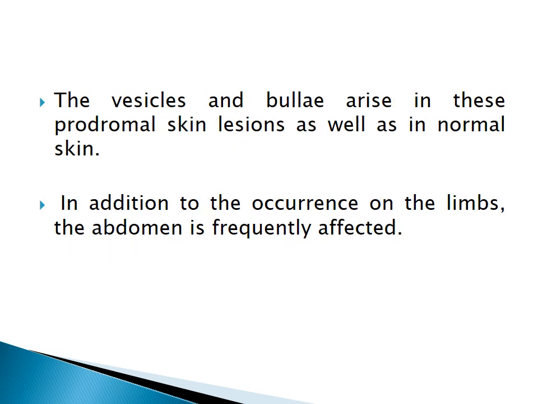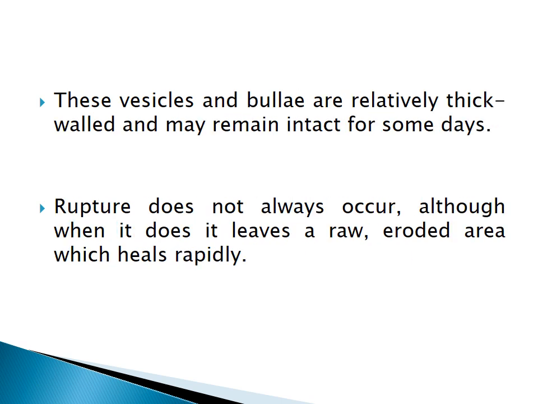The vesicles and bullae arise in these prodromal skin lesions as well as in normal skin. In addition to the occurrence on the limbs, the abdomen is frequently affected. These vesicles and bullae are relatively thick-walled and may remain intact for some days. Rupture does not always occur, although when it does, it leaves a raw, eroded area which heals rapidly.